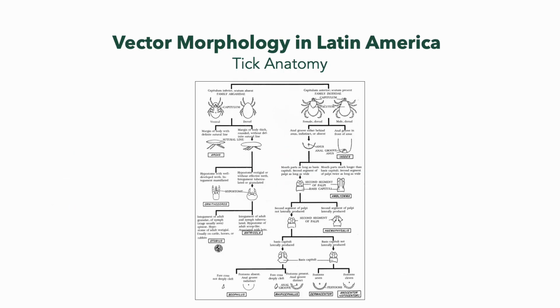But for accurate identification, morphological and dichotomous keys, such as the ones seen here, are used to differentiate several traits that separate families of soft and hard ticks. Hard tick genera, such as Amblyomma, Rhipicephalus, and Dermacentor, are all important in Latin American tick vector studies.